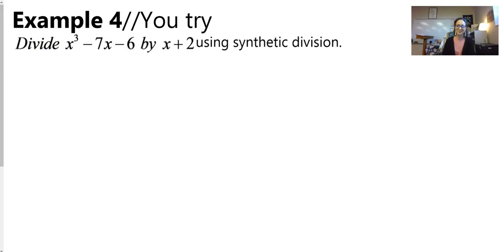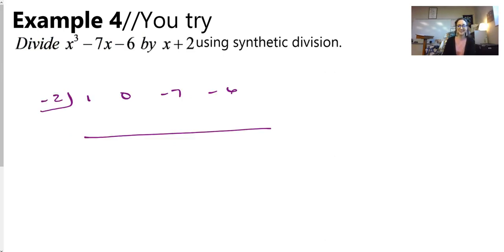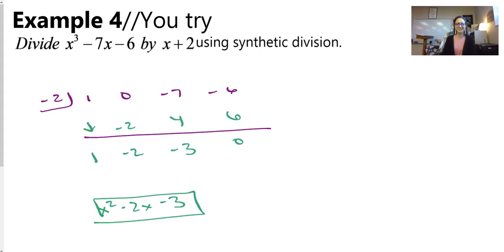All right, so let's have you try one on your own. Let's first just set this up using synthetic division. Once you think you got it set up correctly, go ahead and hit continue. So here's the setup. Once you've got the correct setup, go ahead and finish out the problem. Hit continue when you're ready to check your answer. All right, so I got x squared minus 2x minus 3. Notice that our remainder was 0 in this case.